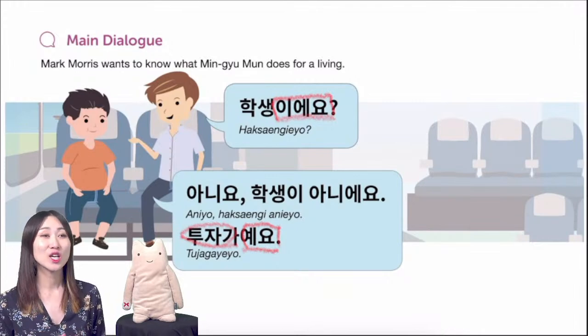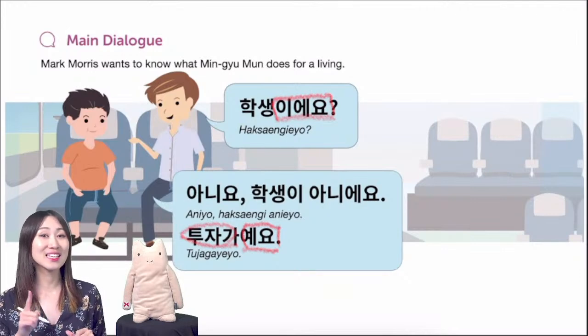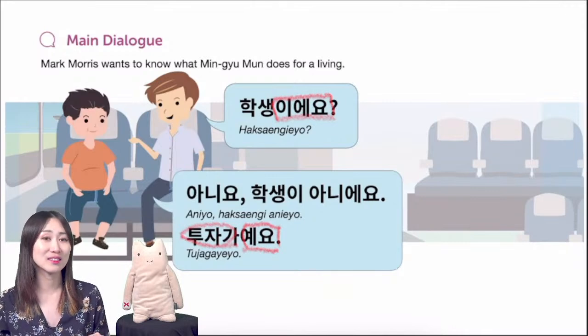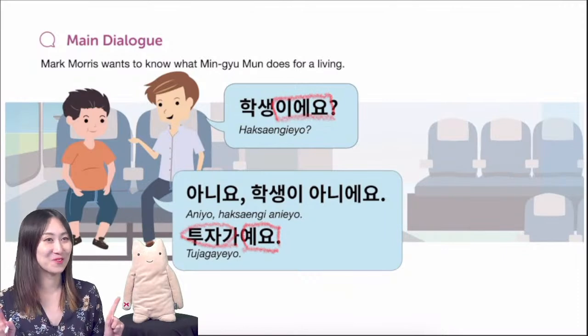So if you want to say this casually, you can say 학생이야, 아니, 학생이 아니야, 투자가야. But for absolute beginners, I don't recommend you to learn Korean in a casual speech. Always learn from the polite form because that would not offend anyone. It's the safest.